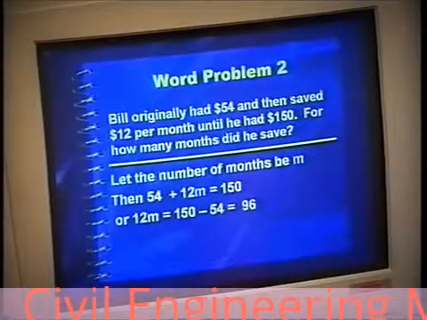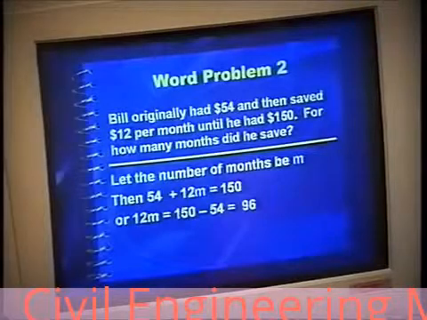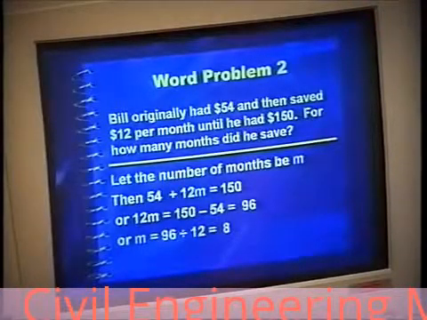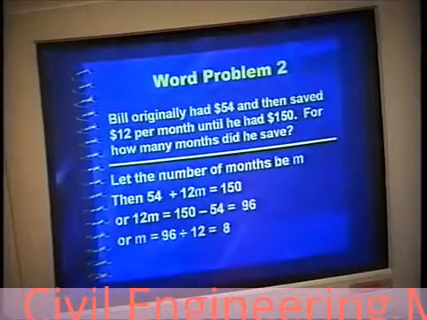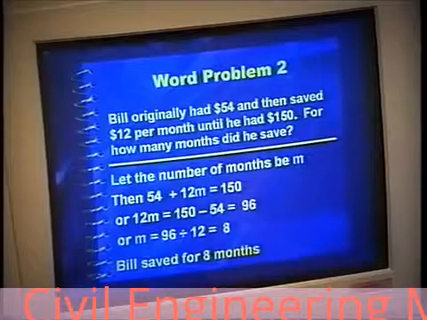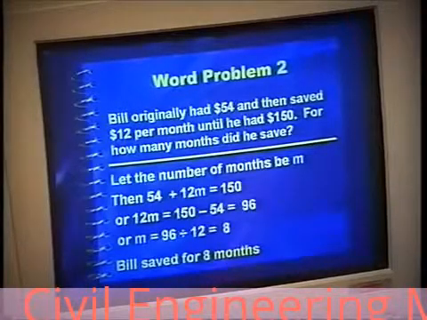Transposition first, 12M is 150 minus 54, and that works out to 96. Divide finally 96 by 12 to get 8. Put the correct units down, in this case it's months, so Bill saved for 8 months. A little bit more difficult. The next problem, you really have to do some thinking. Here we go, problem number 3.